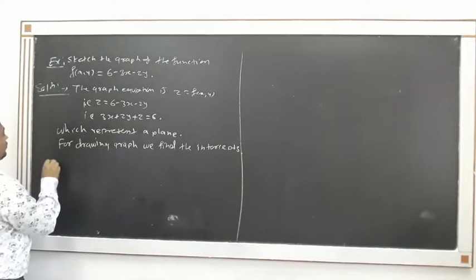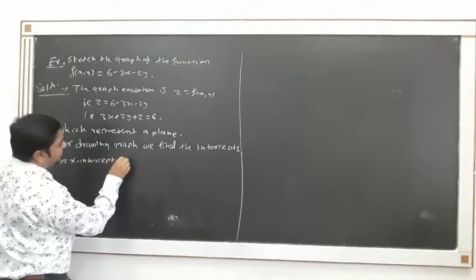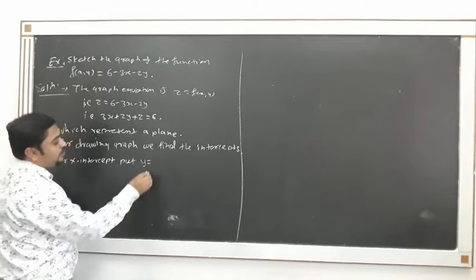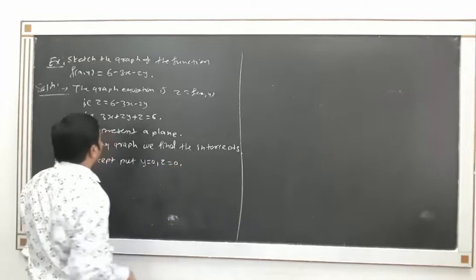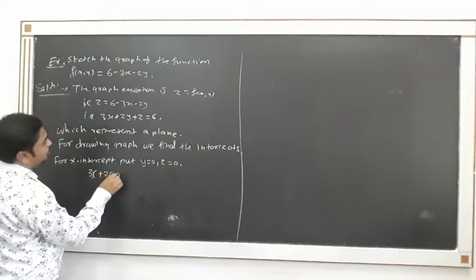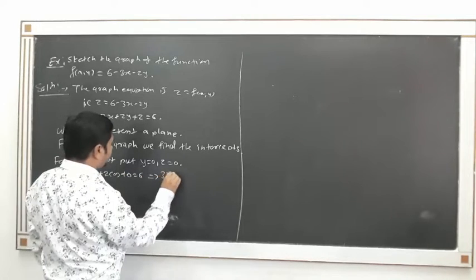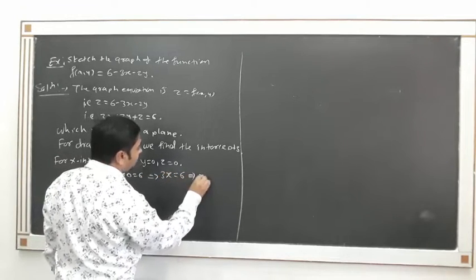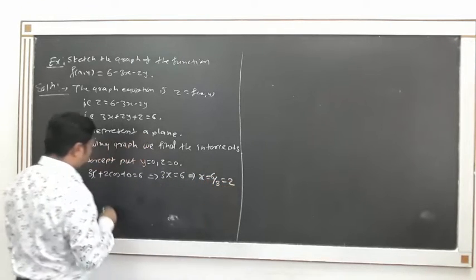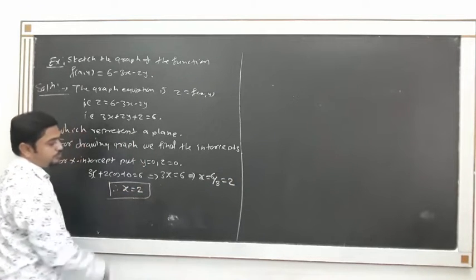Okay, so for the x-intercept, put y = 0 and z = 0, since the x-intercept is on the x axis. So what should this be? 3 times x plus 2 times 0 plus 0 is equal to 6. So what are we getting? 3x is equal to 6, and this implies x is equal to 6 upon 3, which is 2. So our x-intercept is 2.